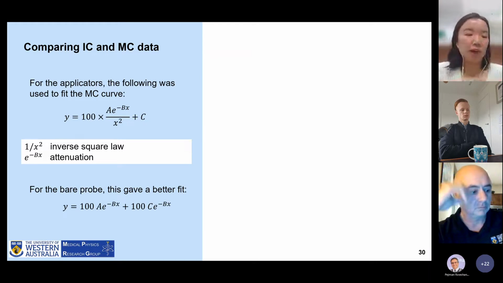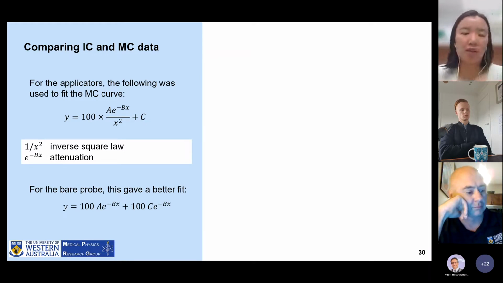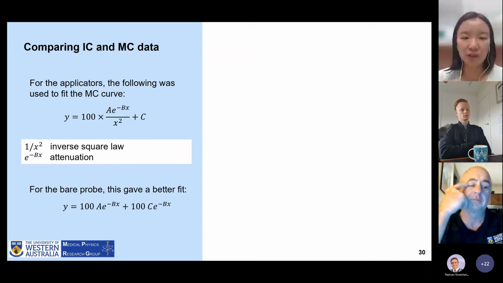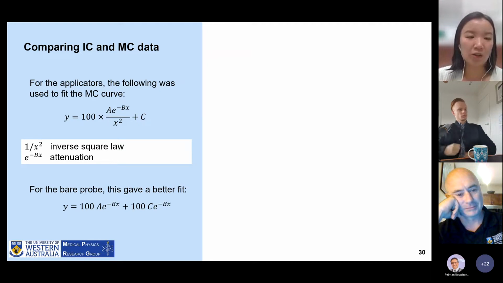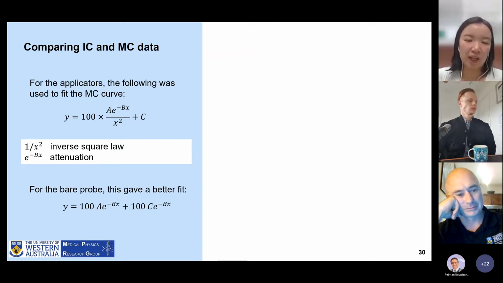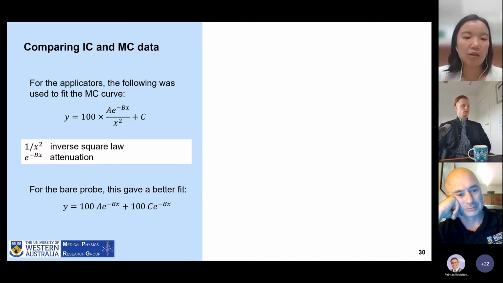In terms of comparing ionization chamber and Monte Carlo PDDs, we had to fit a curve to the Monte Carlo data so that we could get the same depths as the chamber readings. This equation was used. The 1 on x squared is due to the inverse square law, and the decaying exponential represents the attenuation. However, for the Bayer probe, we used a slightly different formula, only because it gave a better fit.